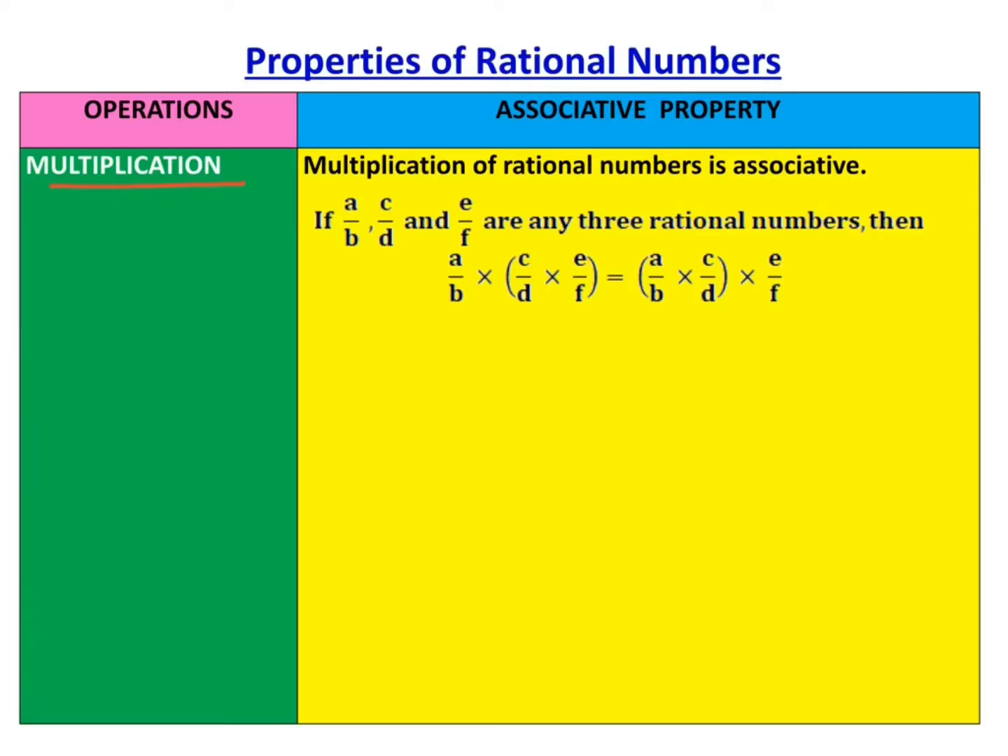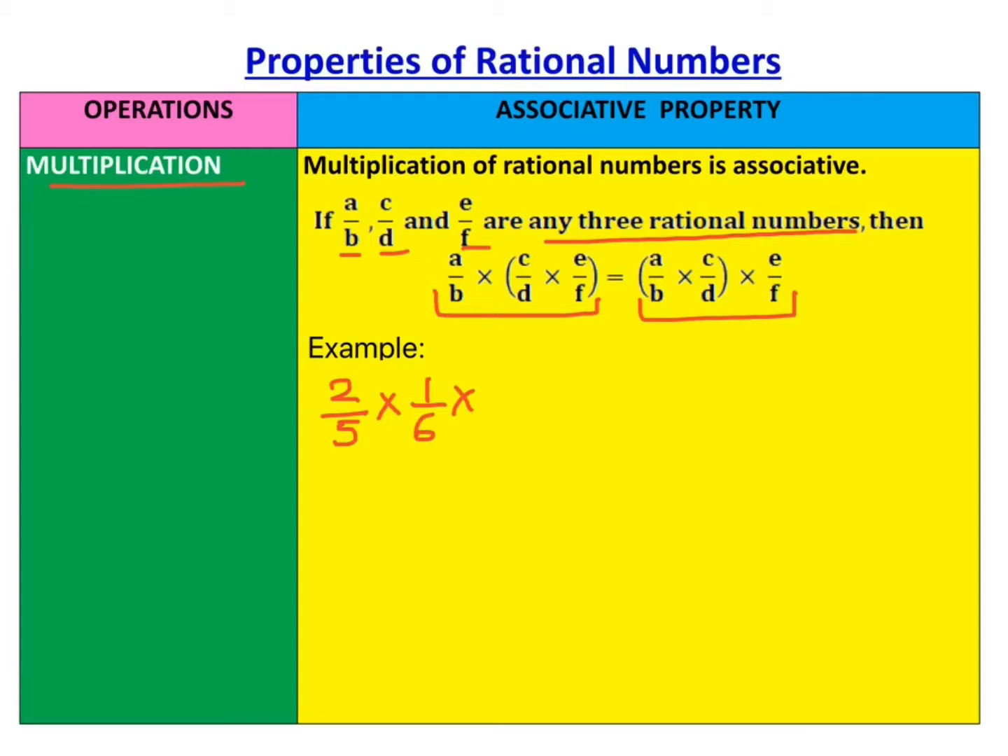Multiplication of rational numbers under the associative property. It states that if a by b, c by d and e by f are any three rational numbers, while multiplying three rational numbers, it can be grouped in any order, in this way or in this way. The result is the same. Let us understand this with an example. Let's multiply three rational numbers, 2 by 5 times 1 by 6 times 3 by 4.